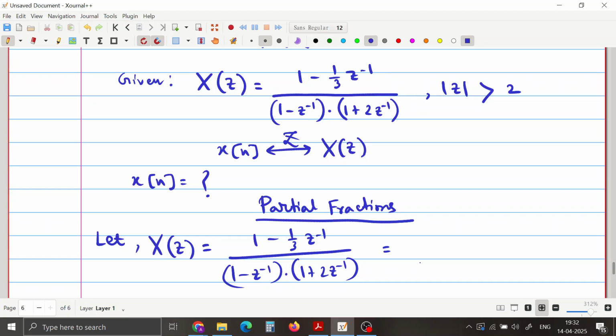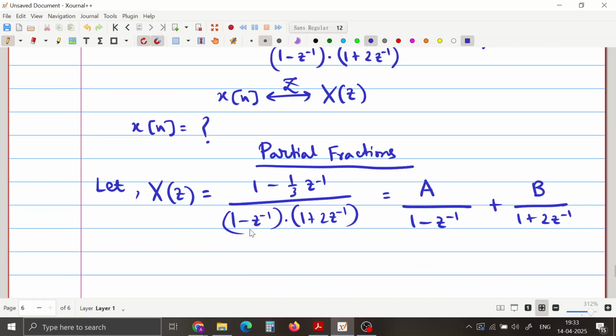equal to some A. A is some constant, we don't know, it can be real or imaginary, a complex constant in general, divided by the first factor in the denominator, which is 1 minus z inverse, plus some other complex constant B, divided by the second factor in the denominator, which is 1 plus 2 z inverse. This is how we can use partial fractions for such a form and decompose it into a sum of two such terms, as I wrote here.